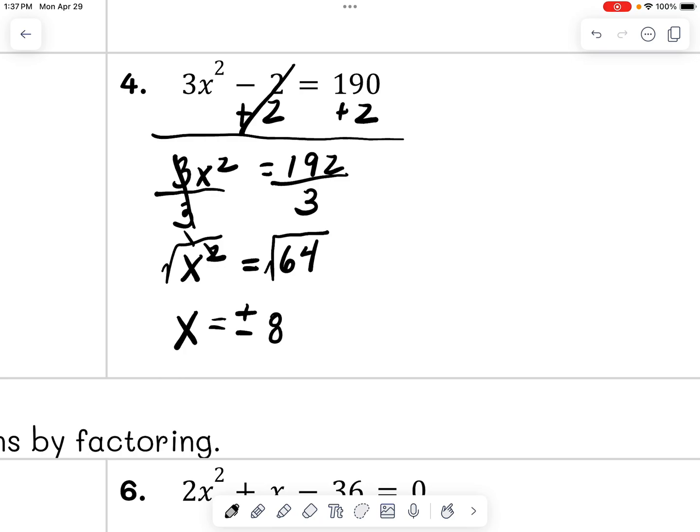But remember, when you go to write it, you want to use your curly brackets. You're going to write your smaller value on the left and your greater value on the right.